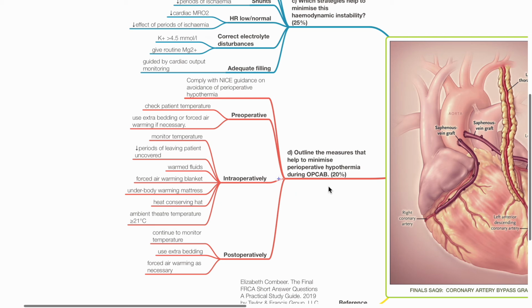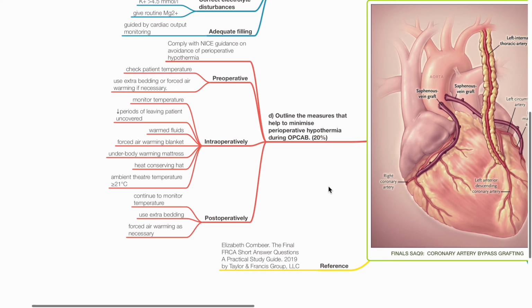Intraoperative measures include monitoring of temperature, reducing periods of leaving the patient uncovered, using warm fluids, forced air warming blanket, underbody warming mattress, heat conserving hat, and keeping ambient temperature at 21 degrees Celsius or more. Post-operative measures include continued monitoring of temperature, use of extra bedding, and forced air warming as necessary.